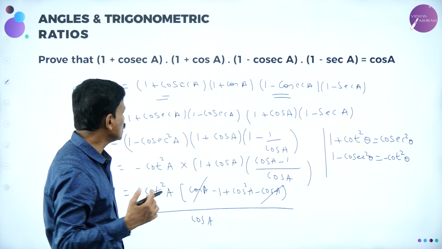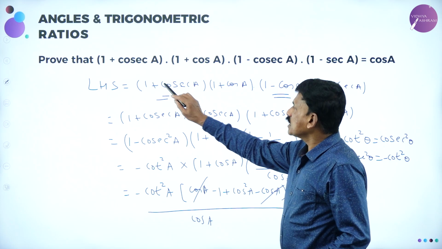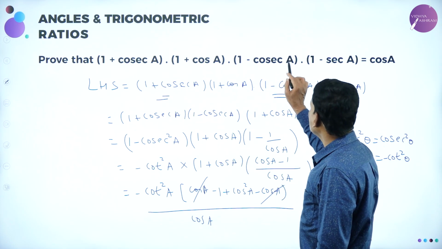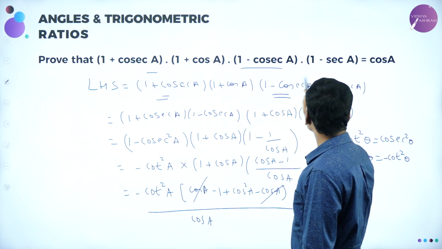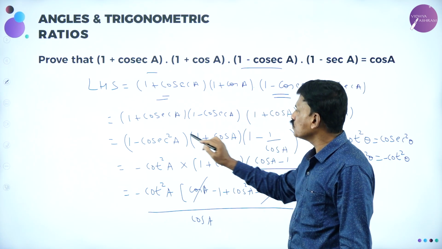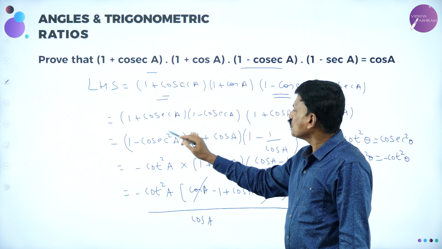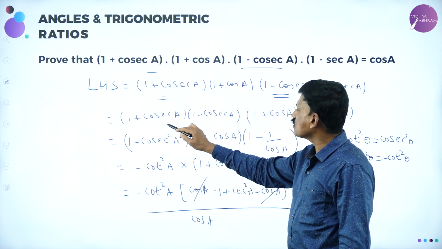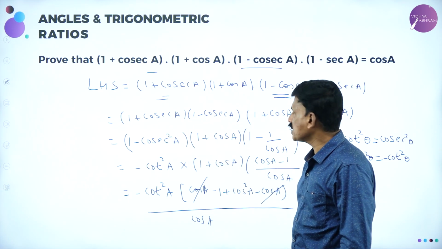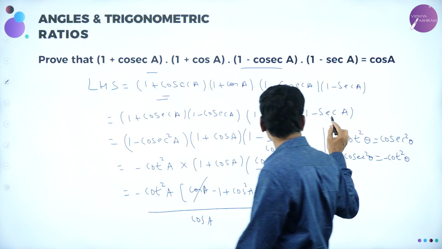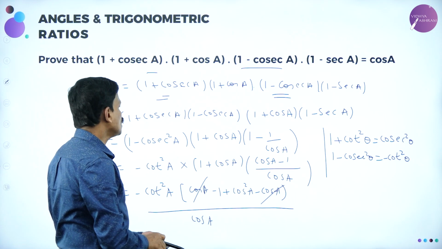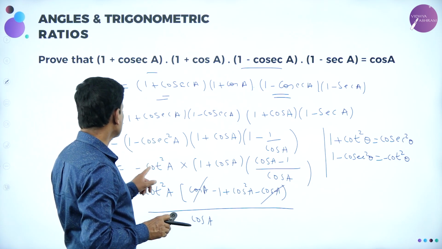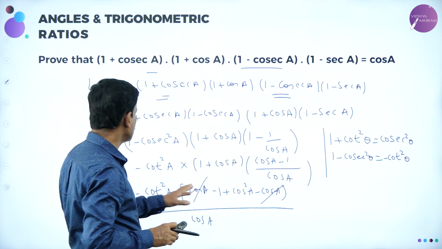Let me explain once again. See here, let us group the terms containing 1 plus cosecant A and 1 minus cosecant A, these two as one group. Then remaining 1 plus cos A into 1 minus sec A another group. So, 1 into 1 is 1, plus into minus minus, cosecant A into cosecant A is cosecant square A, 1 plus cos A as it is, 1 minus secant A can be written as 1 by cos A. Now, here 1 minus cosecant square is nothing but minus cot square A.